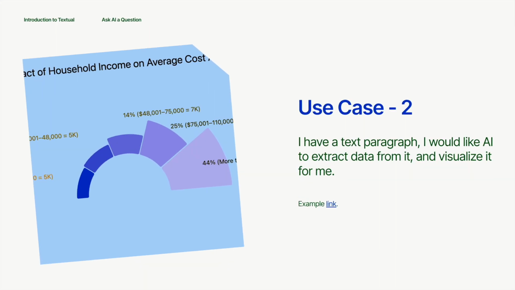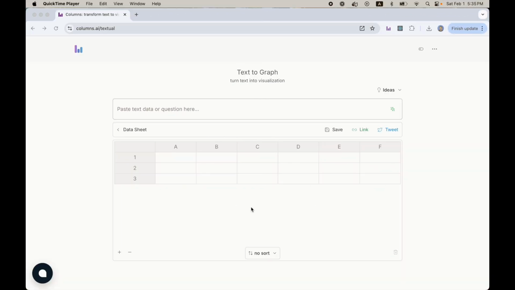Use case 2, I have a text paragraph. I would like AI to extract data from it and visualize it for me so I can share with people. Let's take a look at it. Use case 2, my friend sent me an email with some numbers about income distribution. He copied it from some paper. No matter where I copy it, I just have a text paragraph of some numbers. I want to visualize them.